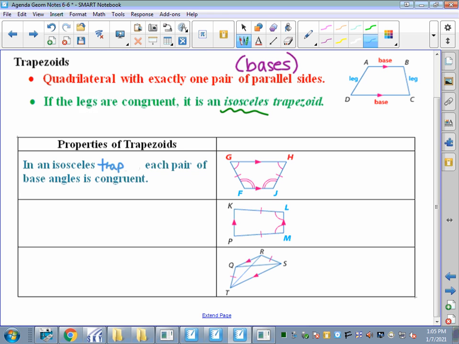So the important part you have to notice is that GF and HJ are congruent, so that makes it isosceles. So that means that angle G and angle H are congruent because that's one pair of base angles. And then it also means that angle F and angle J are congruent because that's the other pair of base angles. Now, G and F are definitely not congruent, right? Because G is acute and F is obtuse. So you can only do the pairs together, the two from each base.